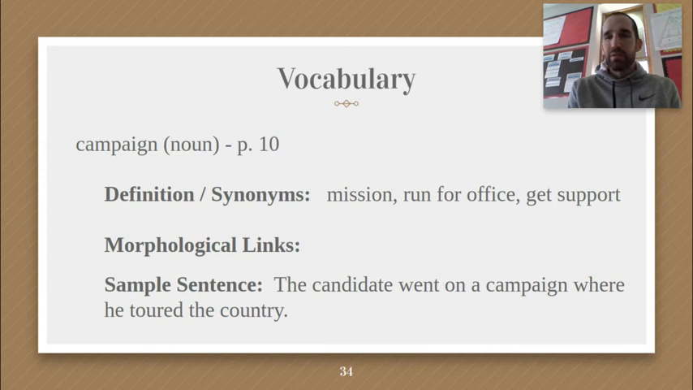Go ahead and write your own sentence with the word campaign in good context. Freeze the video while you do so.